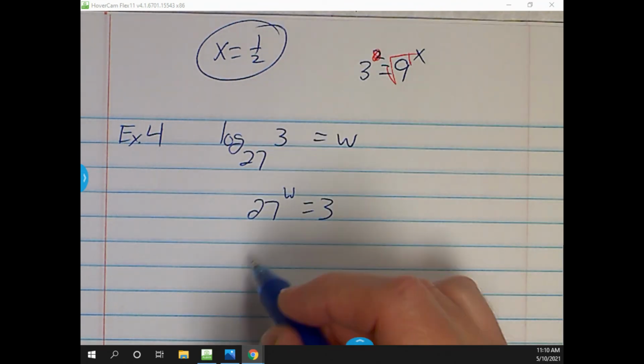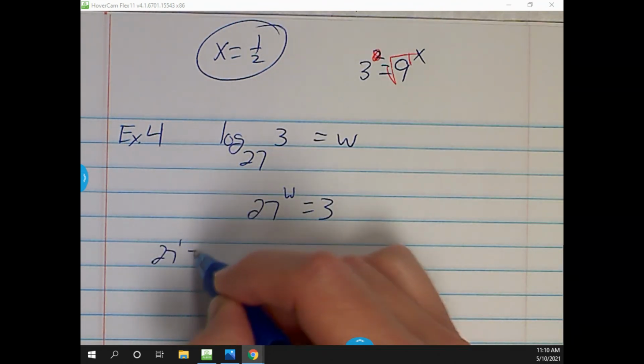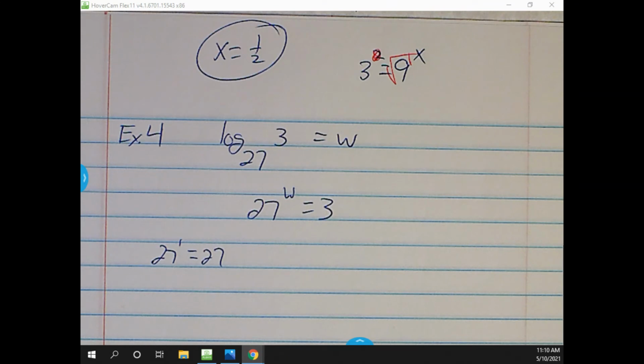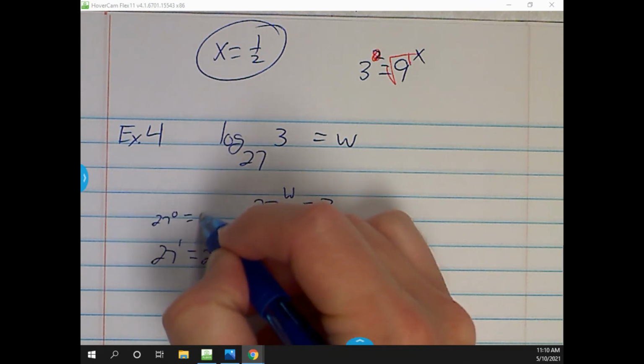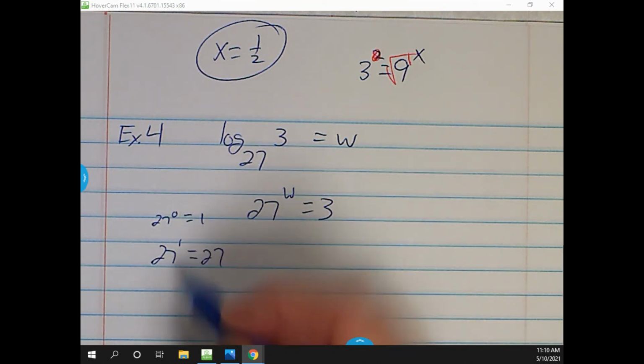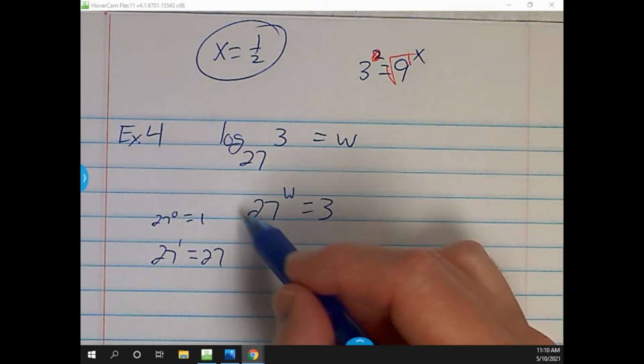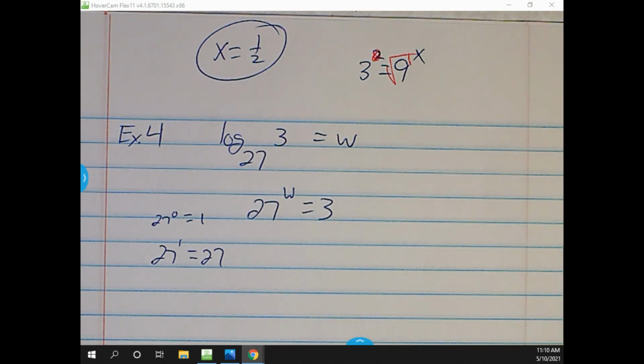So if we did 27 to the first power, that would be 27. So we know we're not going to be at 1. We've got to be something a little bit less than 1. So we know we're at a fraction. Because again, if we did 27 to the 0 power, that would be 1. So again, it's still falling somewhere between 0 and 1. We can't square root 27 because that's not going to give you that one.